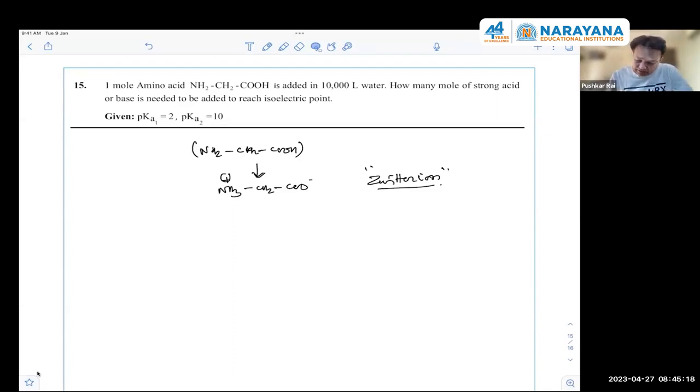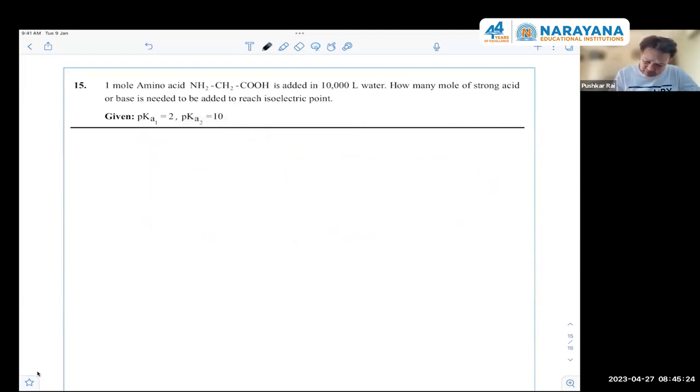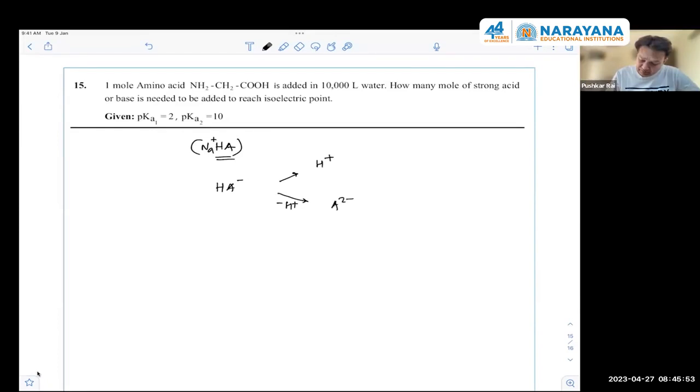I'll just tell you a very simple thing: whenever you take an amino acid, you compare this amino acid with what? Na+ HA-. Amino acid should always be compared with Na+ HA-. Because this HA- can give one H+ ion and can take one H+ ion. So this can become A2- and this can become H2A. This HA- you very well know can change into this and this.